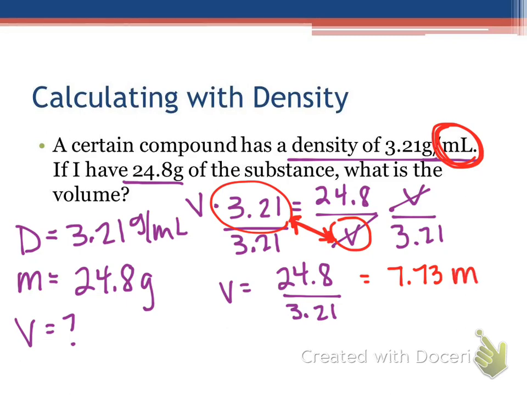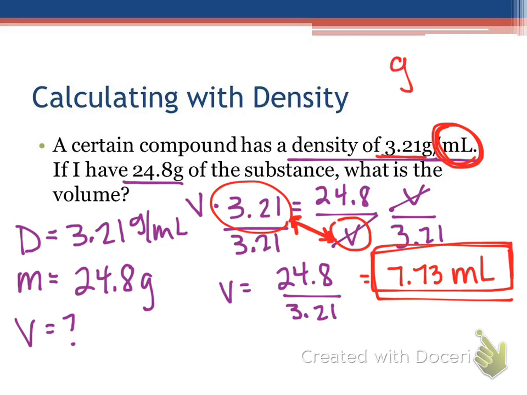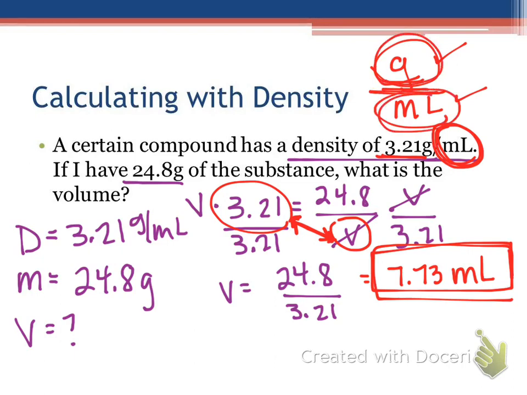Milliliters, right? When we solve density problems, our units have to be really consistent. So since my density was measured in grams divided by milliliters, that means my mass has to be measured in grams and my volume has to be measured in milliliters. If my mass was not given in grams, I would have needed to convert it to grams. So you have to pay really careful attention to that. Whatever your density is measured in, your units for mass and volume have to match that. Okay?